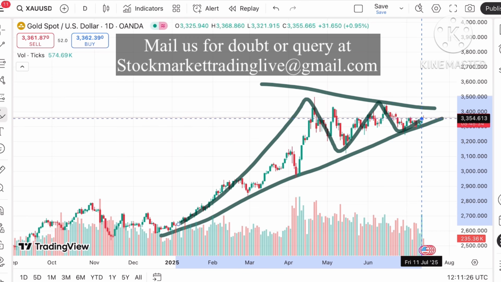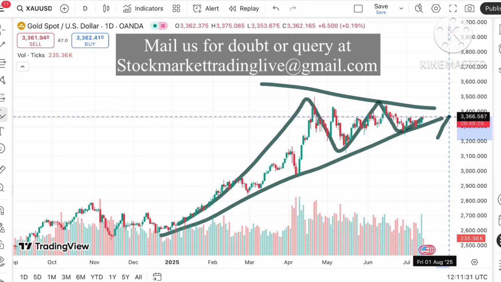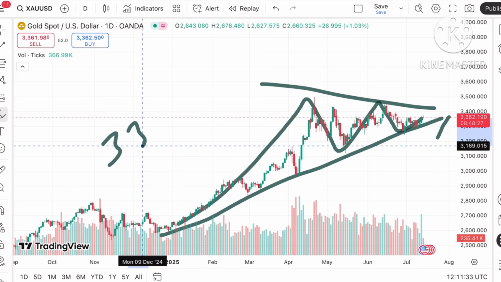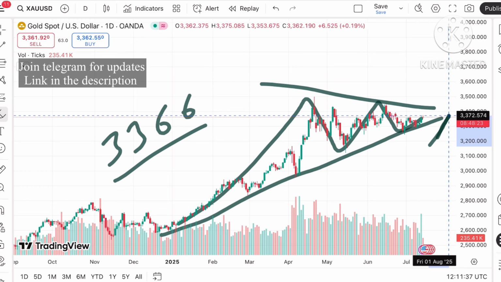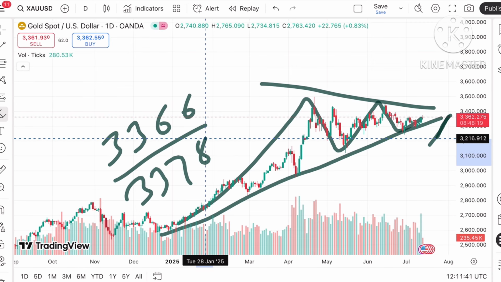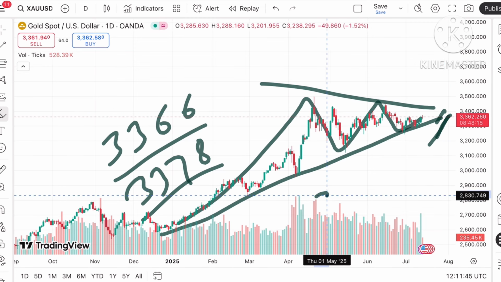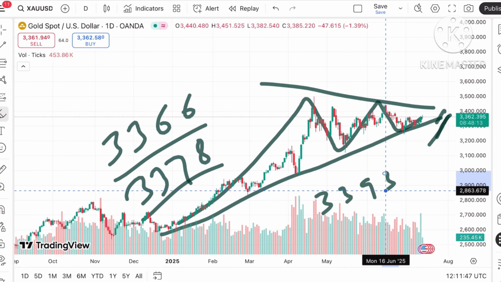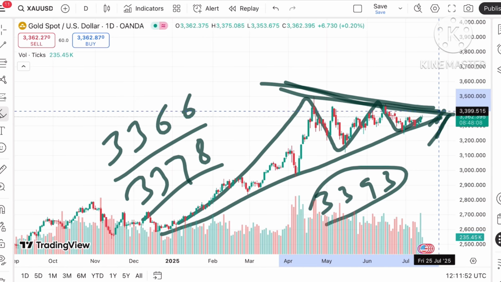And if you look at this trend, there is a probability that we can see further upside as soon as the price starts going above a level of $33.66. Once the price sustains above this level, the probability of going towards 33.78 is there. Once it goes above this level, the probability of sustaining above a level of 33.93 will be there. After crossing this level, if you look at this trend, a clear pattern is forming.